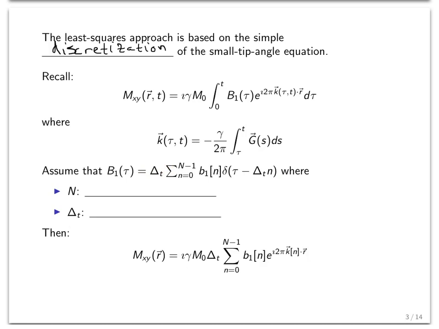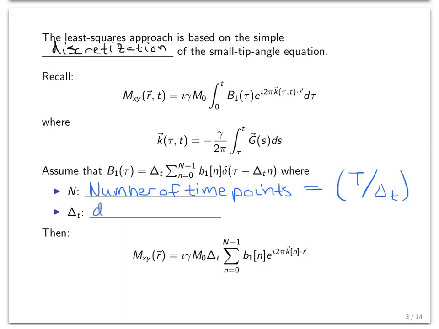Okay, so capital N here is going to be the number of time points in the pulse, and that is going to be equal, in general, to capital T, the total duration of the pulse, divided by the time step. And so delta T here is what's called the dwell time, and that's the time between RF samples.